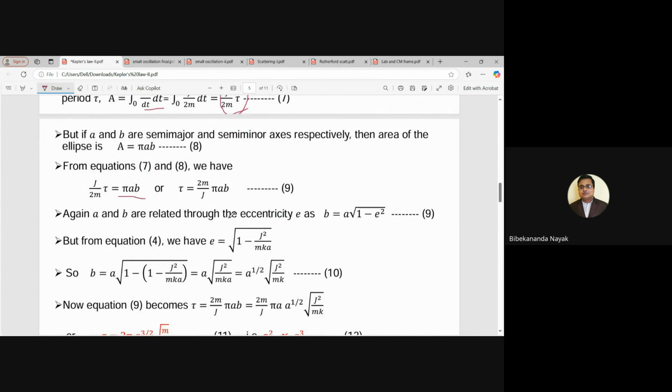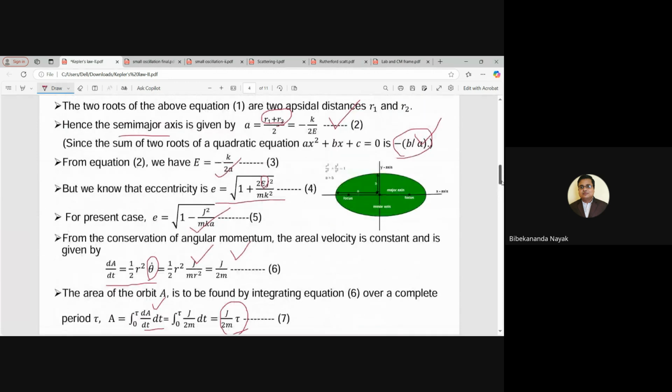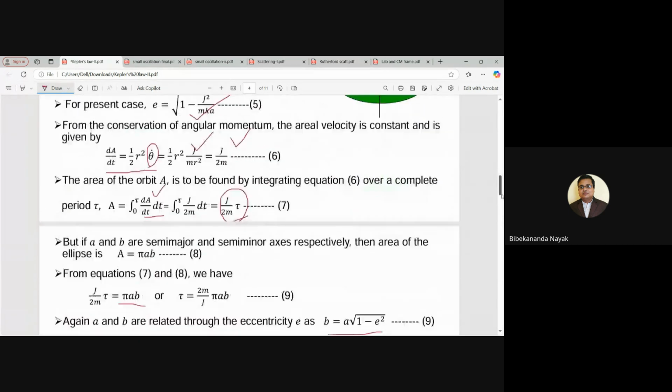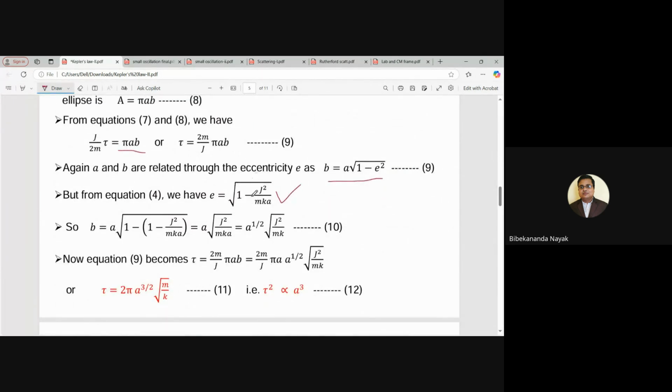Again, from the formula of eccentricity of an ellipse, we know that B is equal to A into square root of 1 minus e squared, where the e value is the square root of 1 minus J squared by mk. We already calculated this e value, the eccentricity, in equation 5. So putting this, we find B is equal to A into square root of J squared by mk. So the root A cancels, so A to the half times root of J squared by mk.